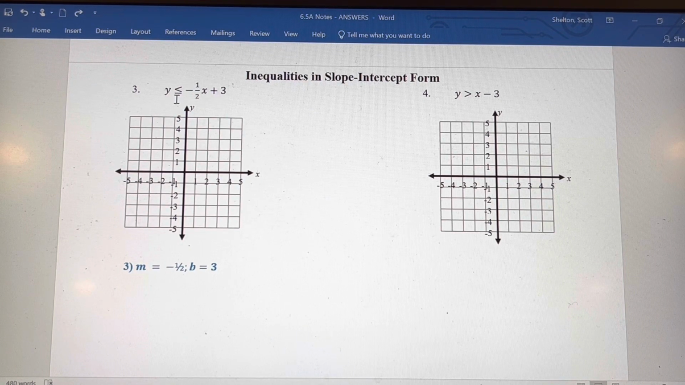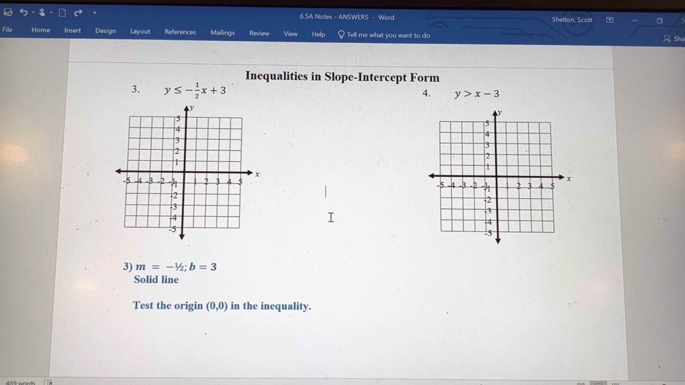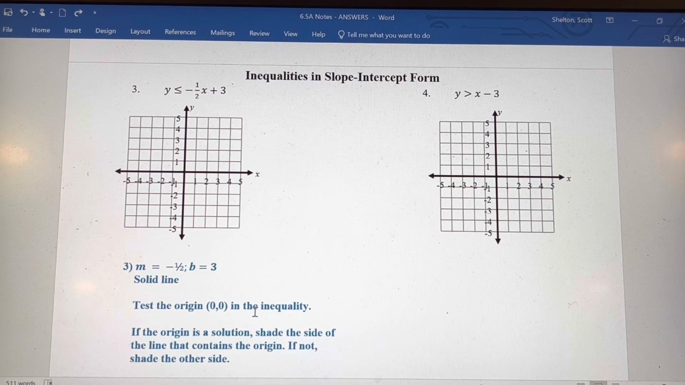Next thing we want to determine is, is the line dashed or solid? Because it's less than or equal to, I'm going to have a solid line. Now, it's not as easy as the inequalities in the first part, because I actually have to test values here. I can't just look at the line and tell if I'm shading to the left or the right or on the top or on the bottom. So I actually want to test the origin. This line doesn't go through the origin, so I can test the origin. If the origin is a solution, then we're going to shade that side. If it's not, then we're going to shade the other side.